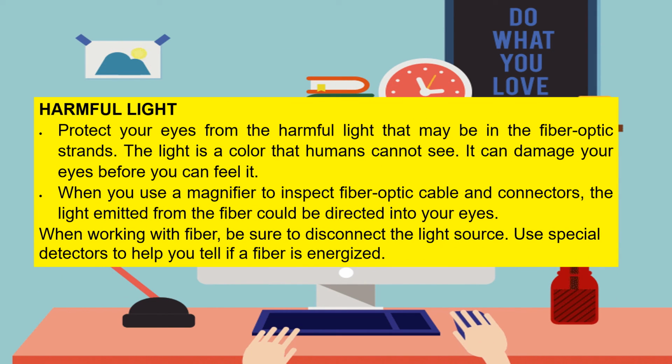Harmful light. Protect your eyes from harmful light that may be in the fiber optic strands. The light is a color that humans cannot see. It can damage your eyes before you can feel it. When you use a magnifier to inspect fiber optic cables and connectors, the light emitted from the fiber could be directed into your eyes. When working with fiber, be sure to disconnect the light source. Use special detectors to help you tell if a fiber is energized.